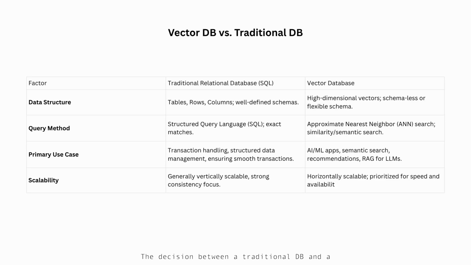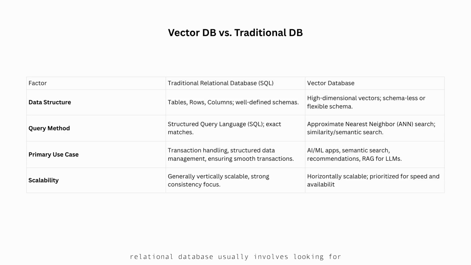The decision between a traditional DB and a vector DB entirely depends on your use case. The traditional databases excel at handling structured data, using SQL to manage data in tables, rows, and columns. They are champions of transaction management, ensuring that data is organized and consistent.